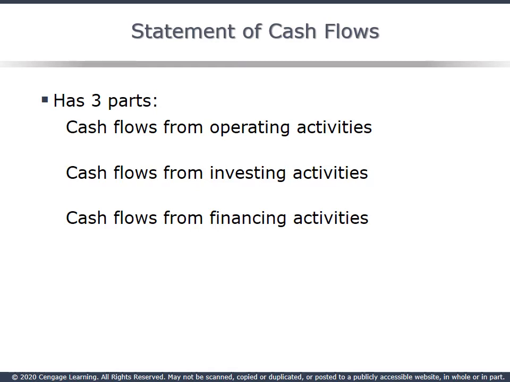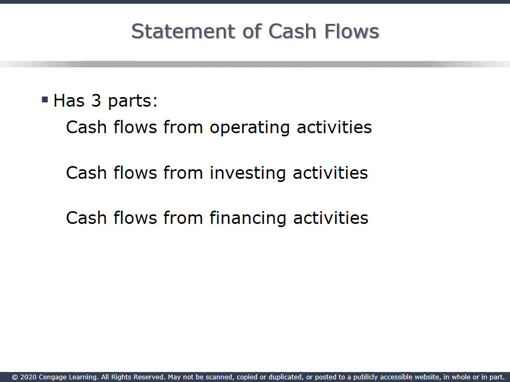What does each one of these parts mean? Well, first, let's take the cash flows from operating activities. This will be the cash flow related to the production and sale of the firm's products and services. The cash flows from investing activities is the cash flow related to the purchase and sale of the firm's fixed assets and business interests. And finally, the cash flows from financing activities result from debt and equity financing transactions.